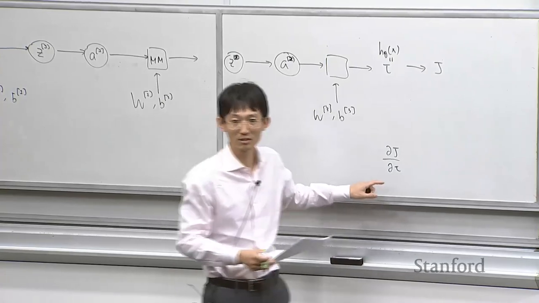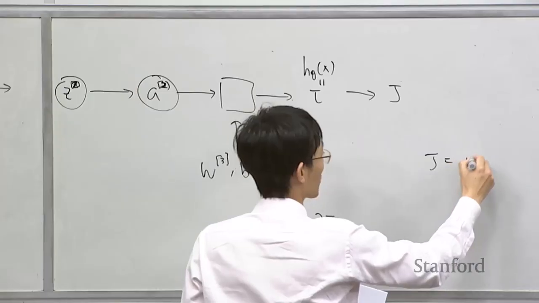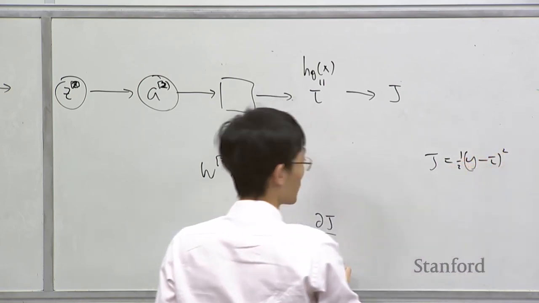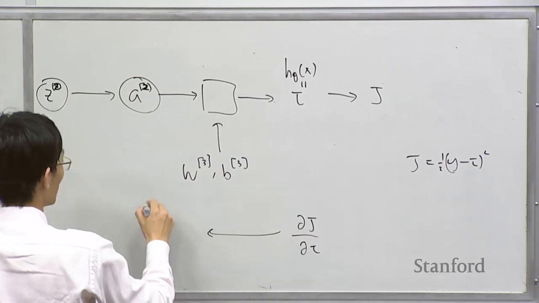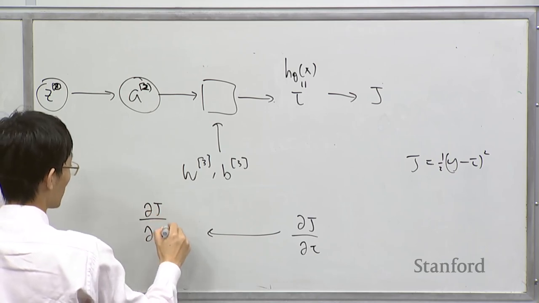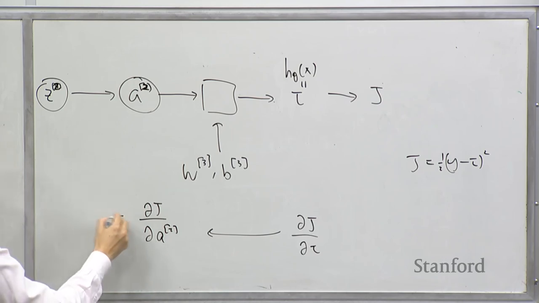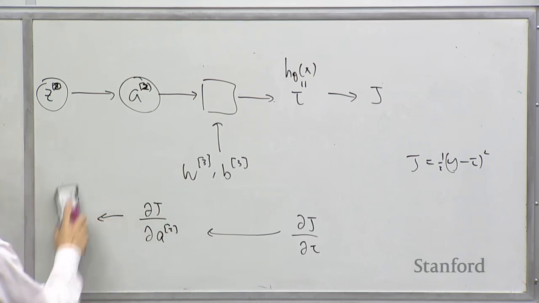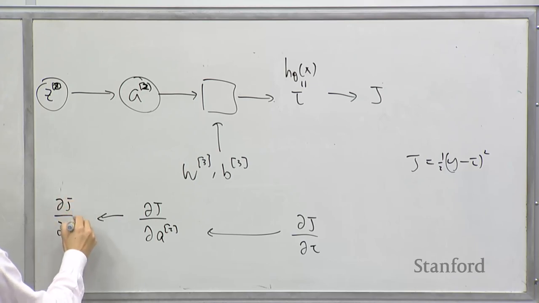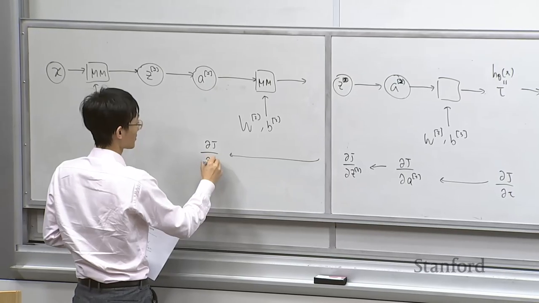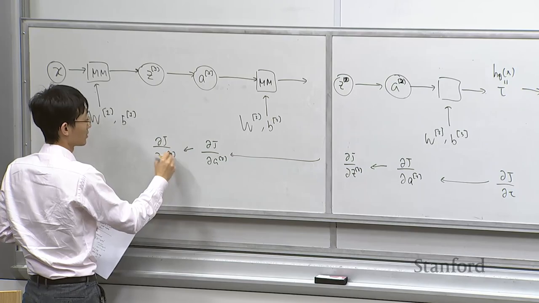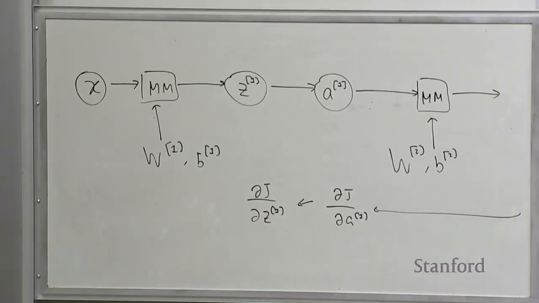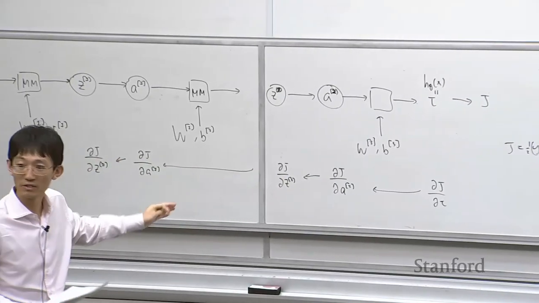And this is often very easy, because the loss is something like one half times (y minus tau) squared, and this is just a very simple formula. And then you compute the derivative of the loss with respect to a2. Here I only have three layers. Then you compute the derivative of the loss with respect to z2, and then the derivative of the loss with respect to a1, and so on. This is the order of the computation you want, and you are executing this network in a backward fashion in some sense.